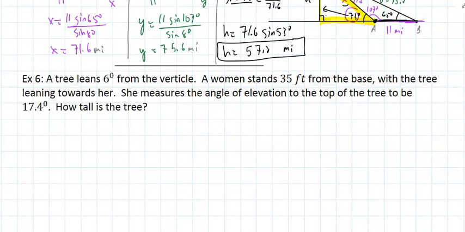If I look at example 6, it says a tree leans 6 degrees from the vertical. If this is the vertical, the tree leans 6 degrees from the vertical.